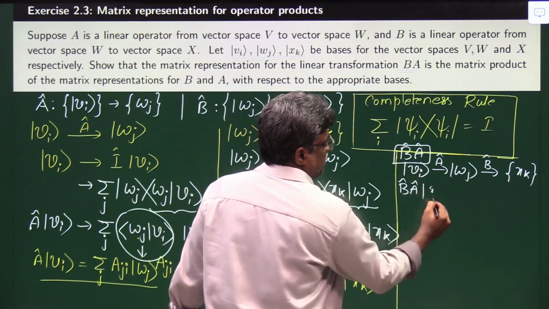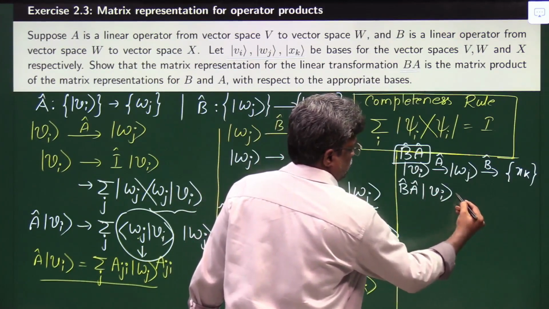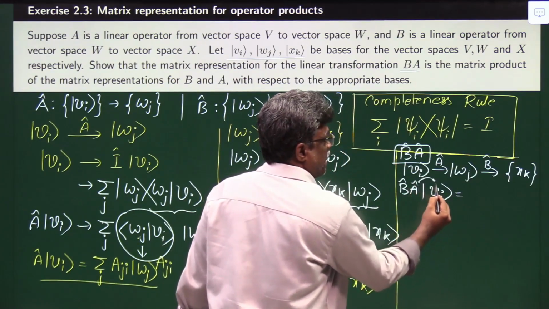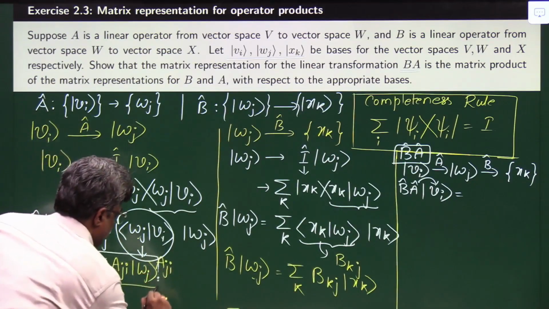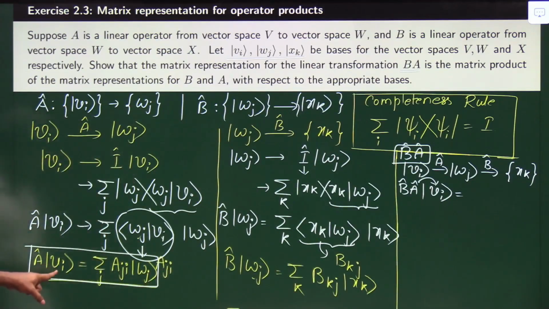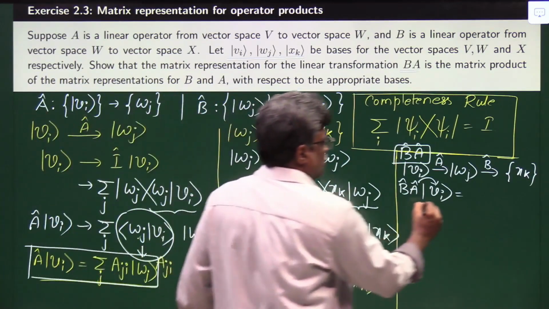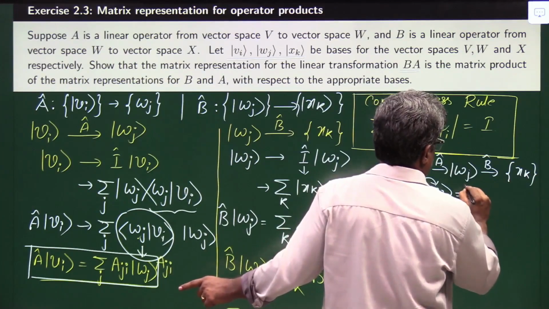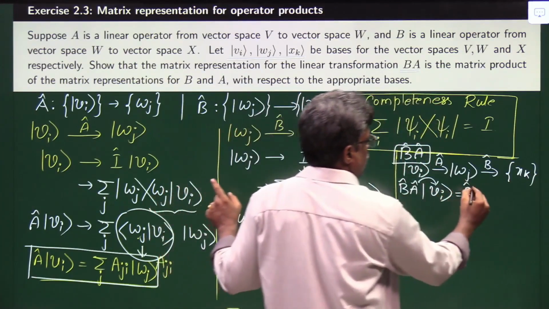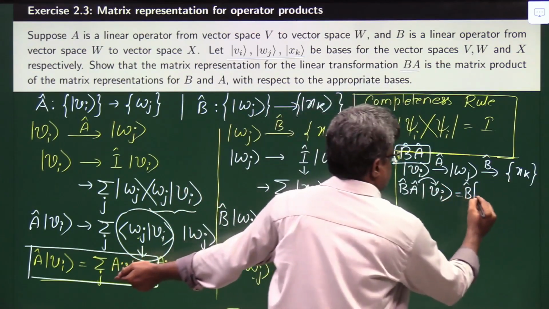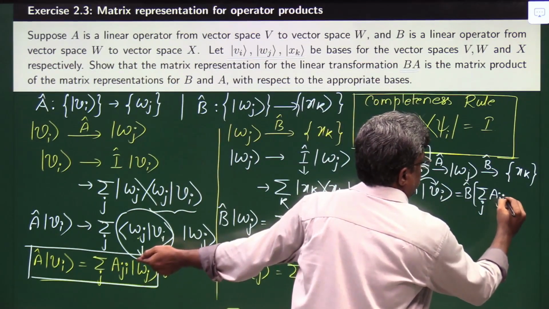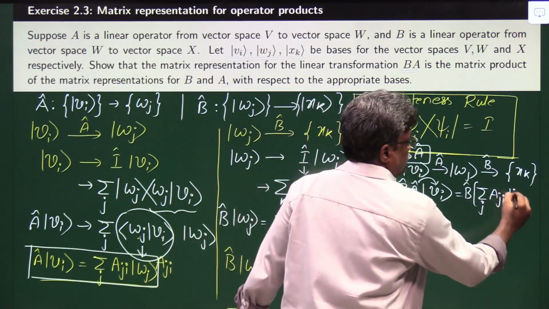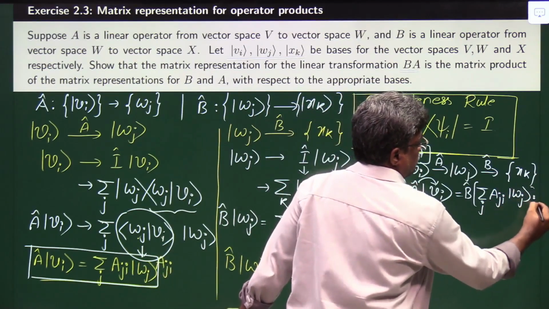The first one is Vi. So this is nothing but, operate A on Vi. Already we have this one. So A operates on Vi, we get summation over j, A_ji, Wj. So don't change the place of this B, keep it as it is. And this is a summation over j, A_ji, and this is Wj, a linear combination of W.